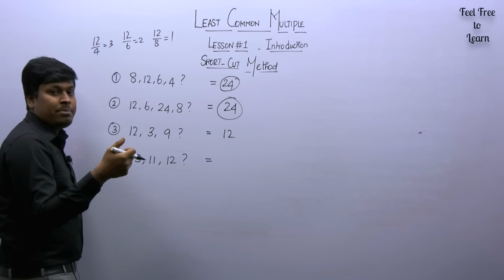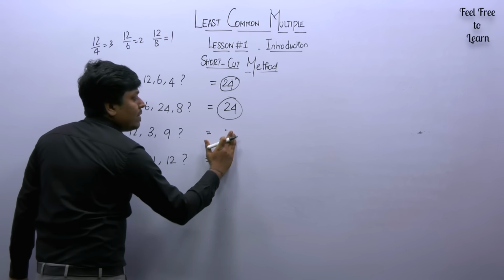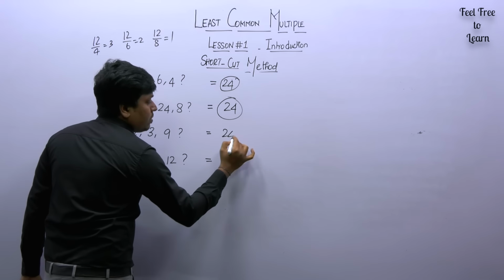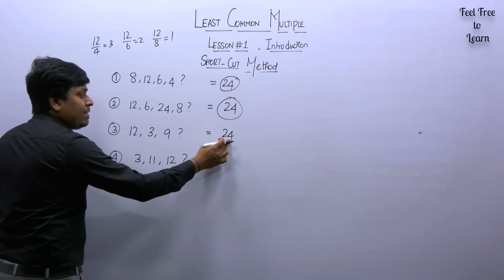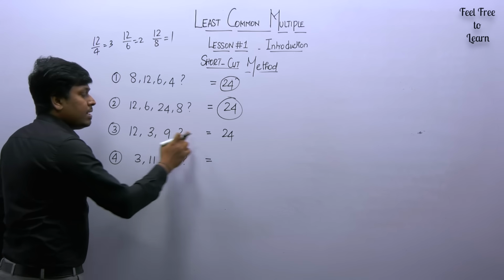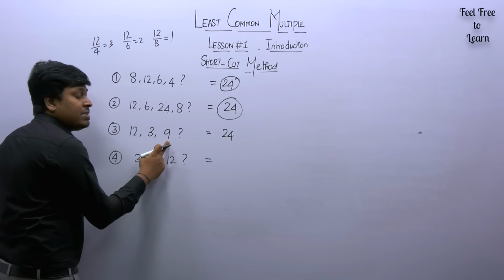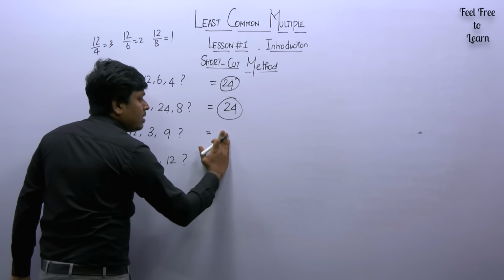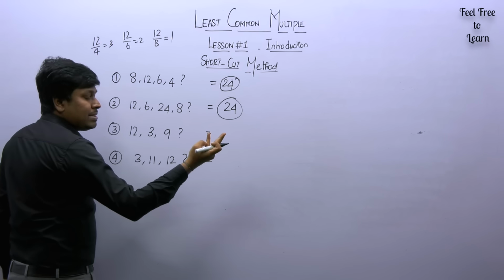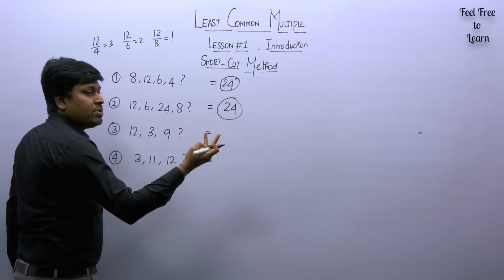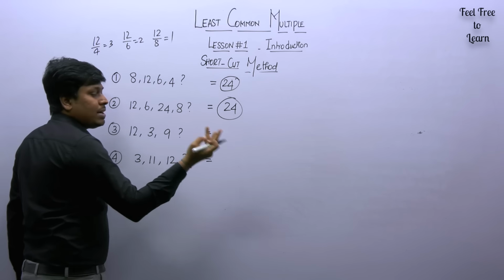What should be the next step? You need to multiply by 2. So 12 into 2 will be 24. Now check 24 is divisible by remaining numbers. 24 is divisible by 3. 24 is not divisible by 9. Again 24 is not an LCM. So 12 ones are 12, not divisible. 12 into 2, 24. 24 is also not an LCM.